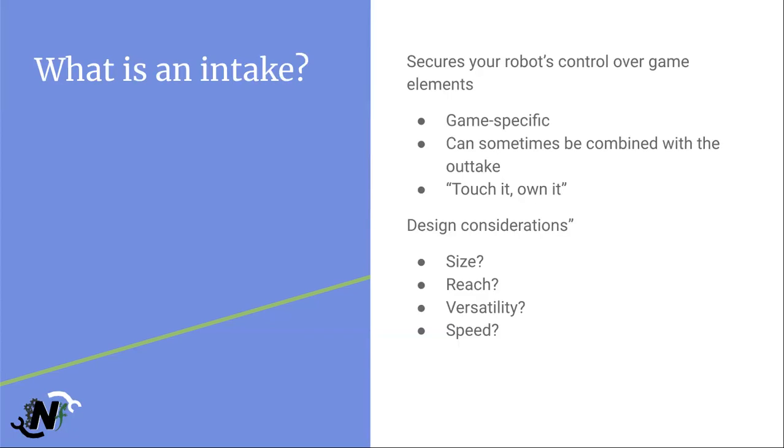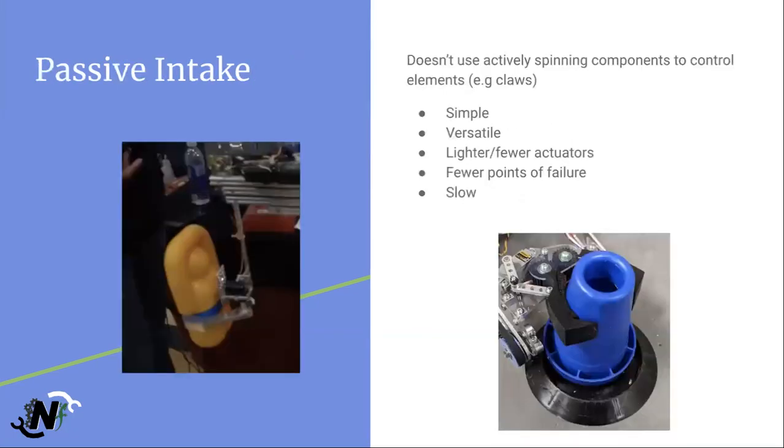Starting off, we have passive intakes, also known as claws. They don't use actively spinning components to control elements. Instead, they have a state where you don't have an element, for example, for a claw to be open, and a state that you do, for example, for a claw to be closed. They're simple. They don't include constantly spinning parts, and generally they don't require a lot of moving parts.